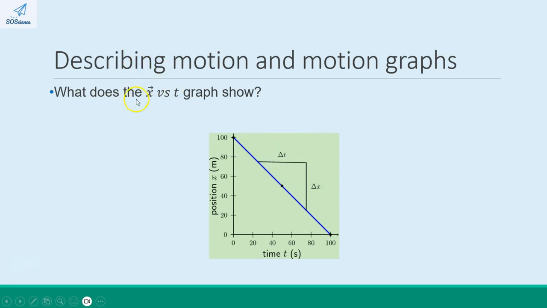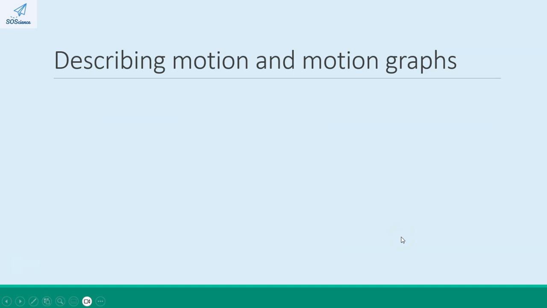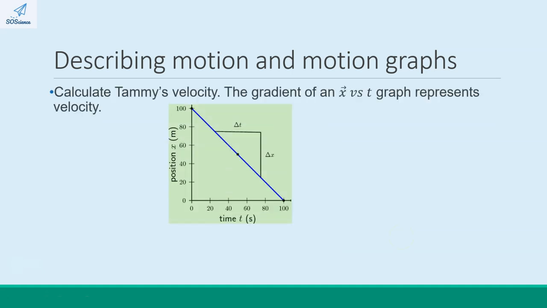So what does the x versus t graph represent? Well, it shows us that Tammy walks with a constant change in position in the negative direction, which is towards her house, for 100 seconds. Now, let's calculate Tammy's velocity, and remember that the gradient of an x versus t graph represents velocity. But also note that here we have a negative gradient. So we're expecting to calculate a negative velocity. A negative velocity means in the negative direction.